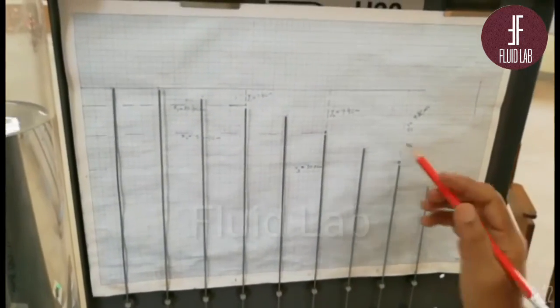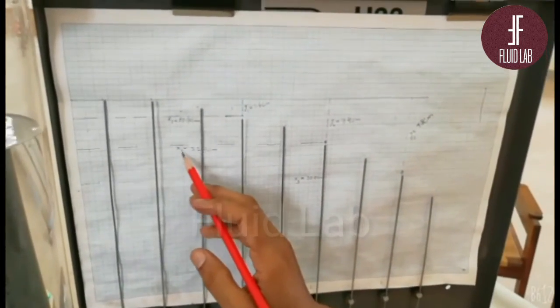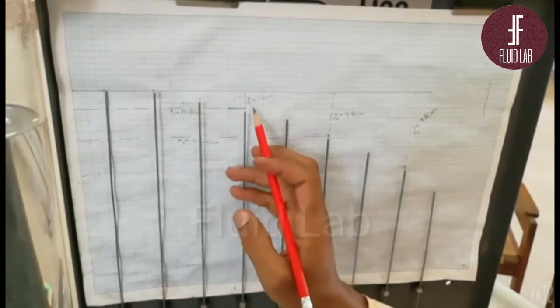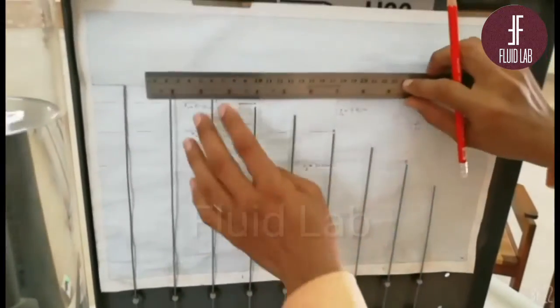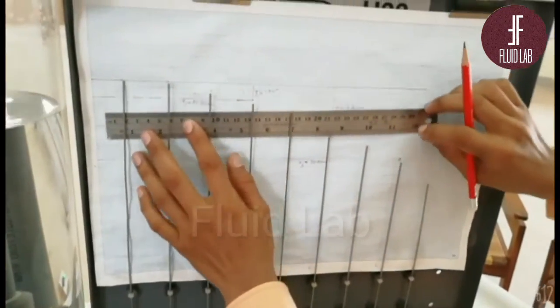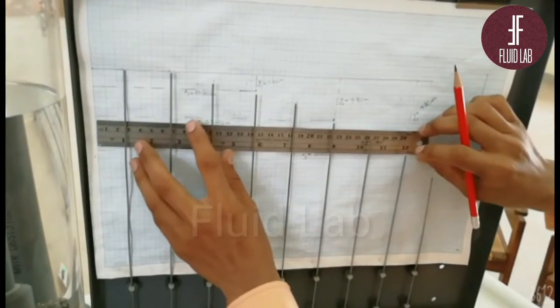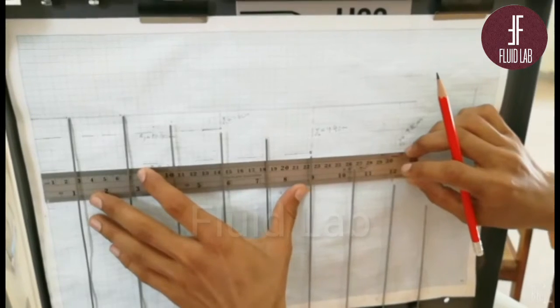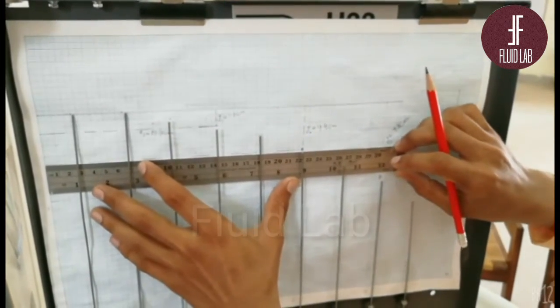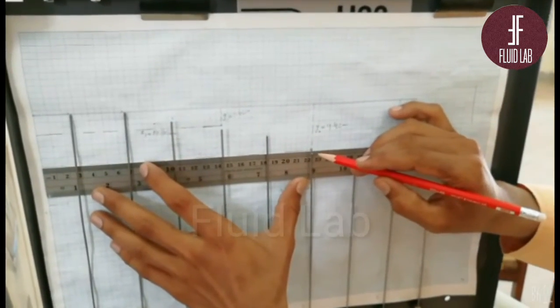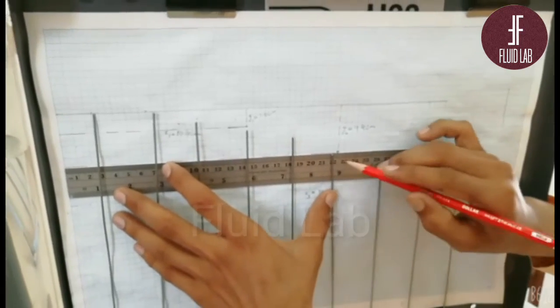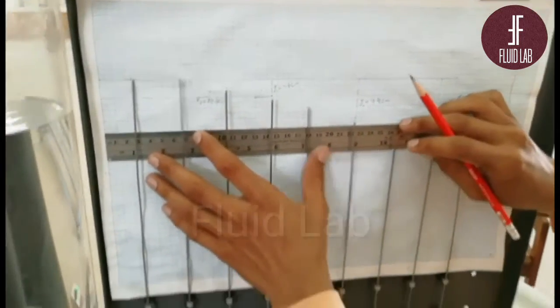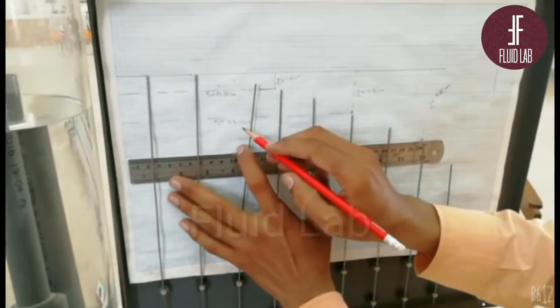So students, in the same way we have calculated X2, Y2, X1 and Y1 by measuring. I can verify for you. So if we want to measure X2, that is, you can see, that is equal to 22.4 centimeter. So here is 22.4 centimeter.